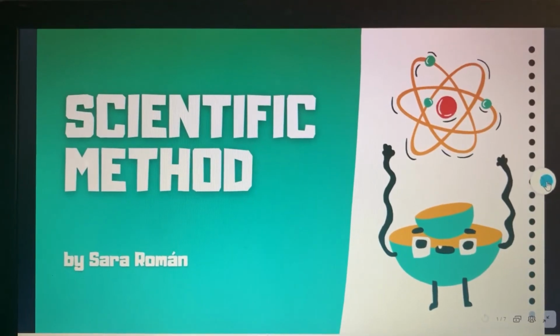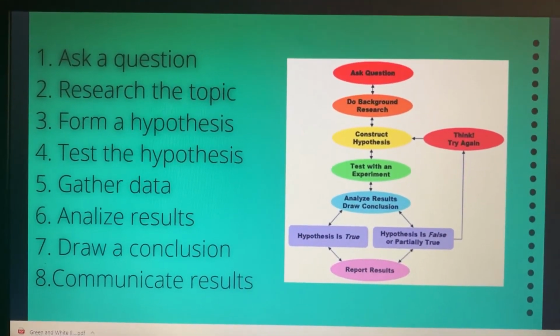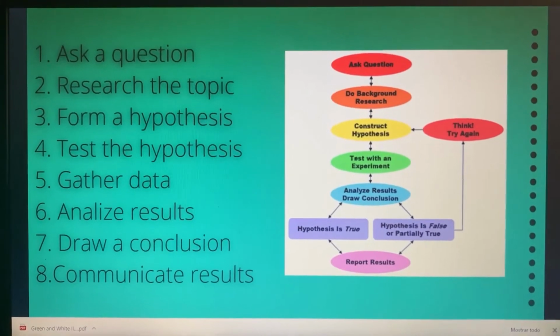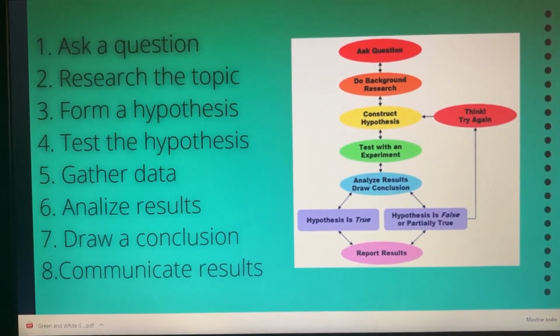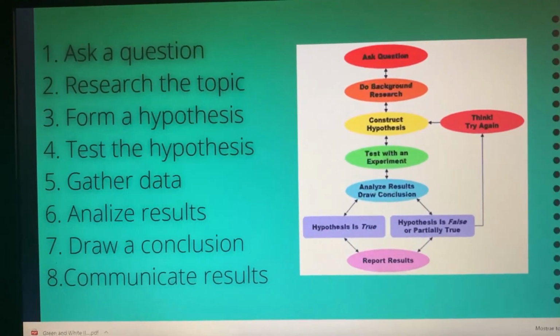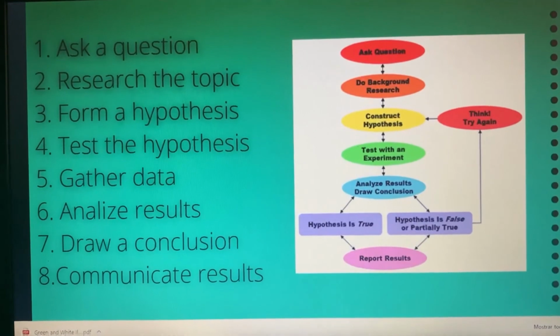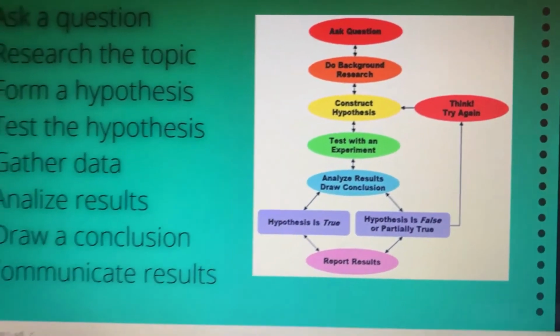Scientific method. We have 8 steps. First, ask a question. Second, research the topic. Third, form a hypothesis. Fourth, test the hypothesis. 5. Gather data. 6. Analyze results. 7. Draw a conclusion. And 8. Communicate results. Here we have a picture of the 8 steps.